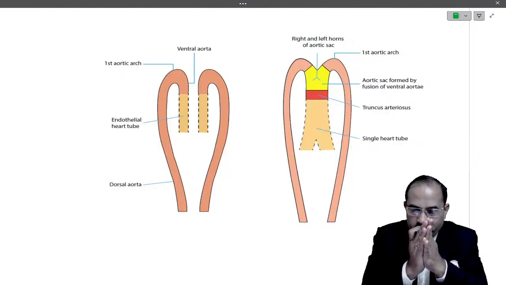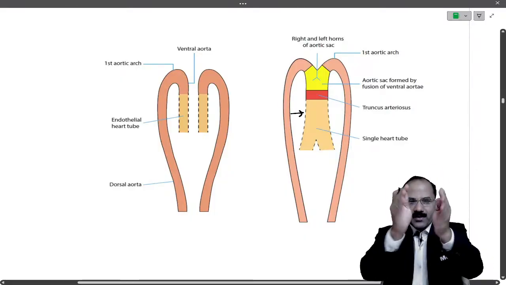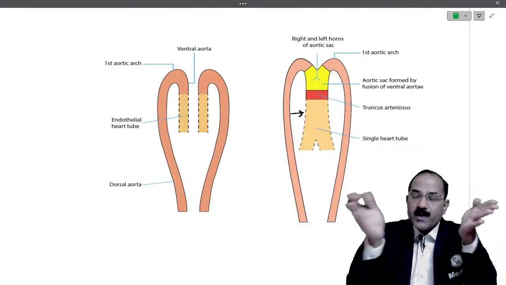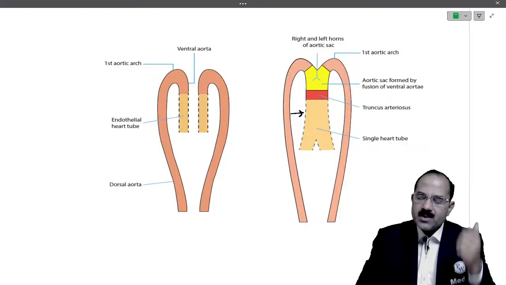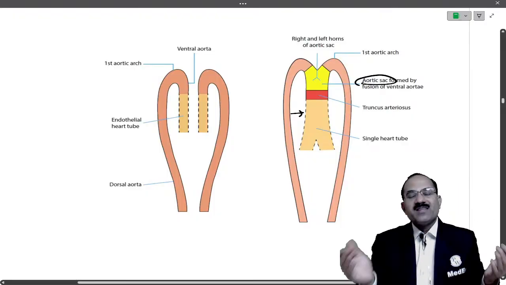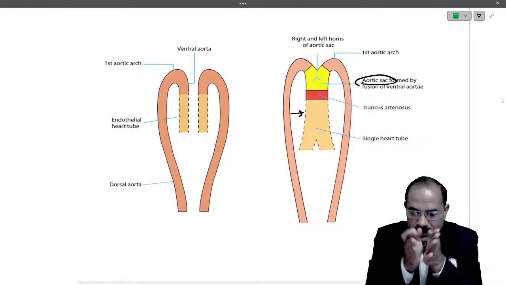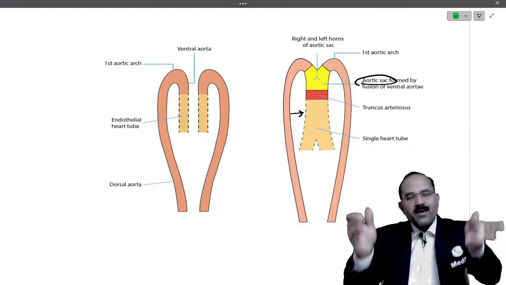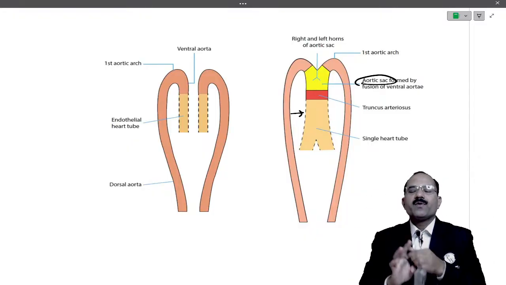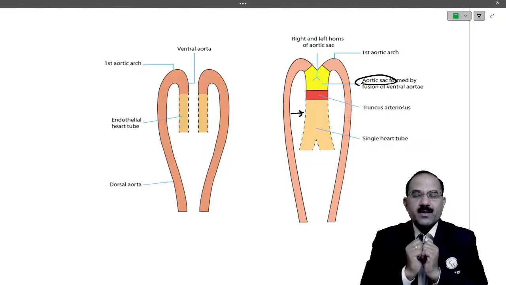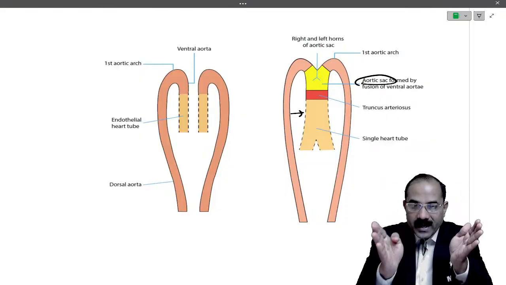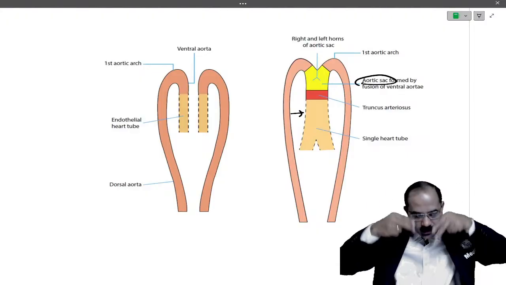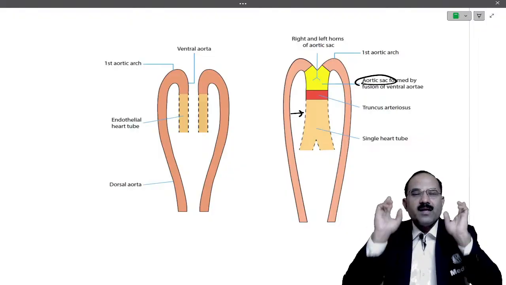Later on, the two heart tubes fuse. Then you get those four chambers, right? The moment the two heart tubes fuse, the two ventral aorta also fuse. And this is what we call the aortic sac. So how is the aortic sac formed? The aortic sac is formed by the fusion of two ventral aorta. You've got these two arches and two dorsal aorta, which then join to form a single dorsal aorta. Fine. So now you have one heart tube and one aortic sac.